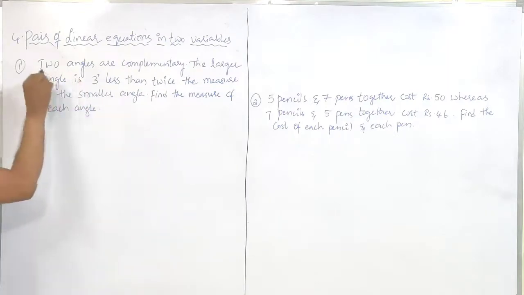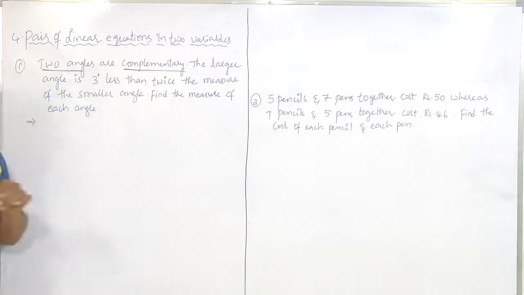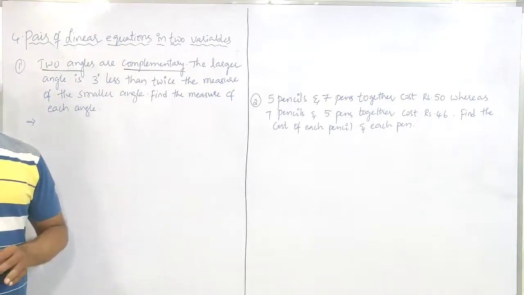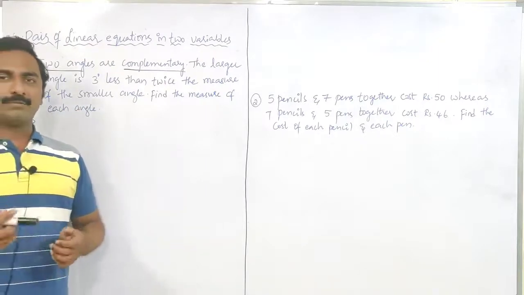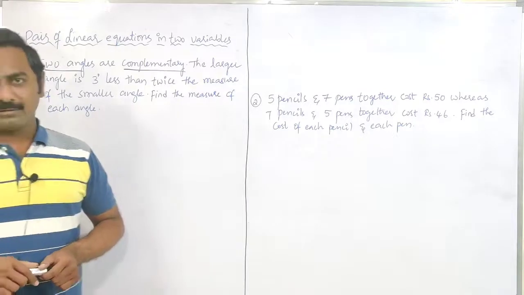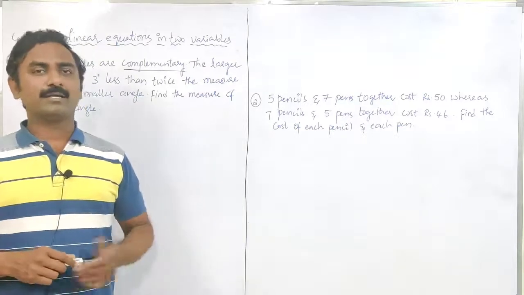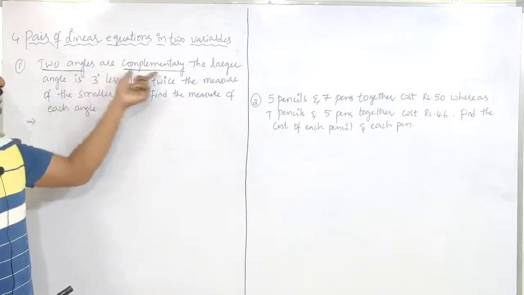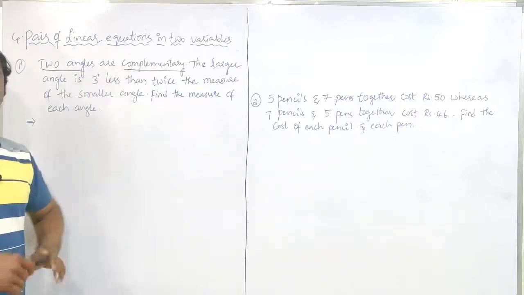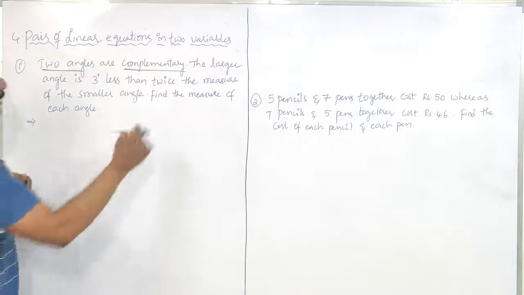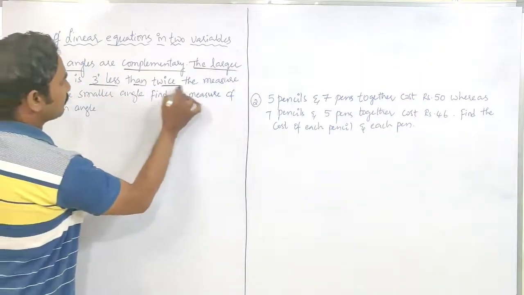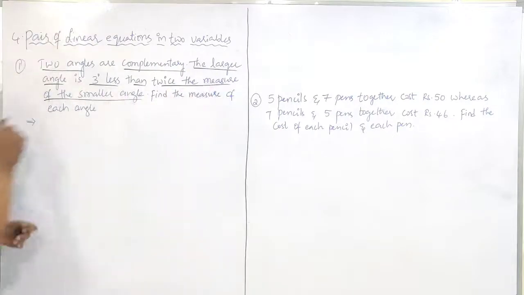Two angles are complementary. So what is the meaning of complementary? Complementary angles means the sum of two angles is 90 degrees. Supplementary, the sum of two angles is 180 degrees. And conjugate angles, the sum of two angles is 270 degrees. So here, two angles are complementary means the sum of two angles is 90 degrees. The larger angle is 3 less than twice the measure of the smaller angle.